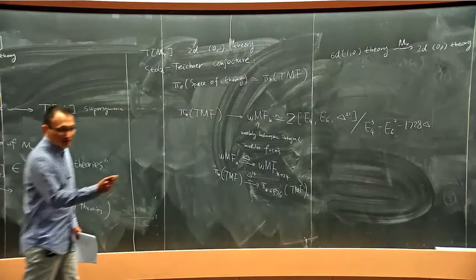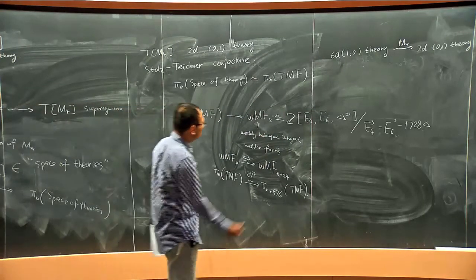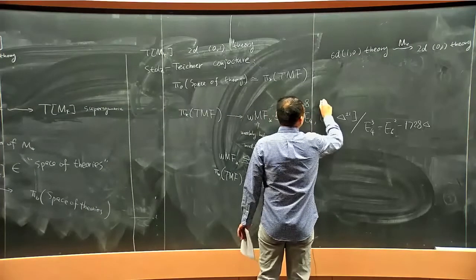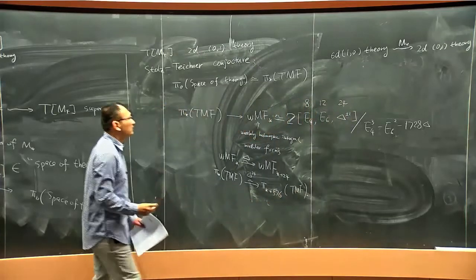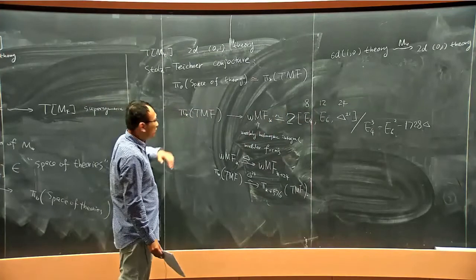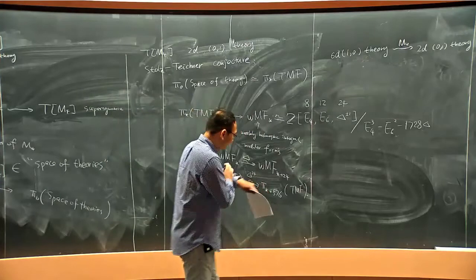Yes. The weight of delta is 12. Well, so here, the way that I assign weight is that this has weight 6, this has weight 12, this has weight 24. So this assignment agrees with the usual assignment of degree in TMF.